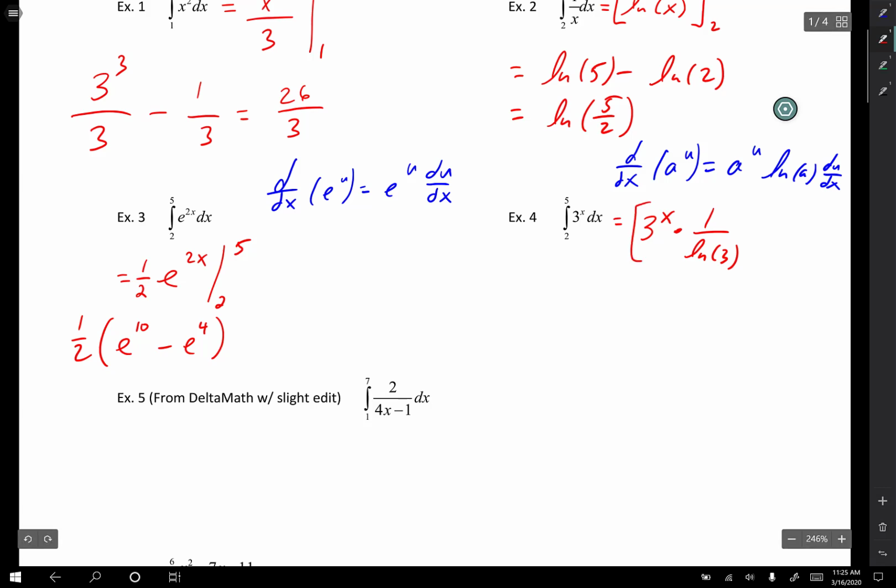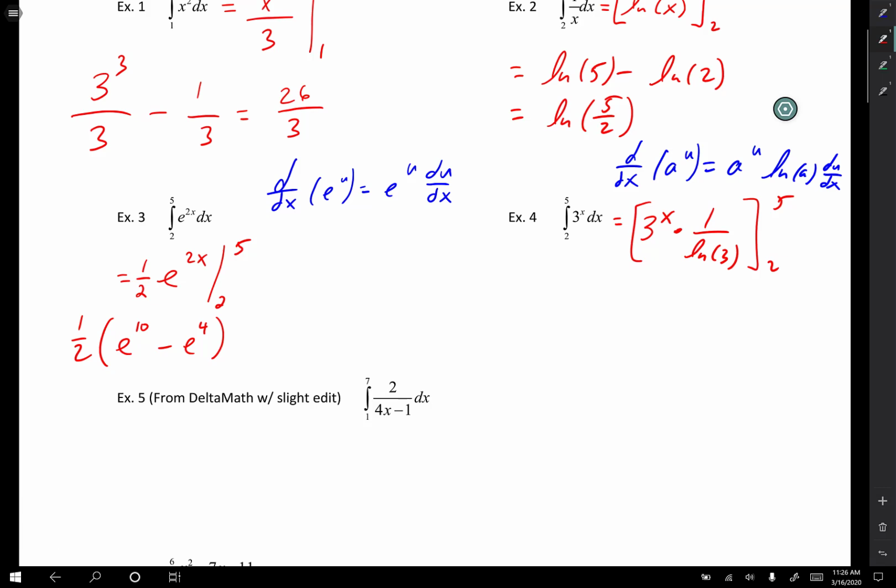And this, I'm evaluating it from 2 to 5. Now, look, this 1 over ln of 3 is just a constant. If I take the derivative of this, 3 to the power x, I would write this in the front: 1 over ln of 3 times 3 to the power x times ln of 3. Well, 1 over ln of 3 times ln of 3 is just 1, and I would get this guy. See? It works.